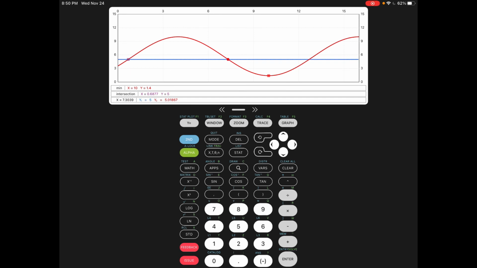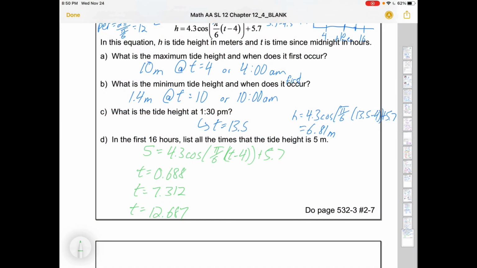But you could find them, and we can see good estimates of them here. You can see that x value is about 7.3, and it's 12.7-ish. So there are 3 t values. They're not really times of day, though. If we wanted to find the time of day, I'd have to take 0.688 hours and times it by 60 minutes per hour. And that'll give me 41 minutes. That's what 0.688 hours is.